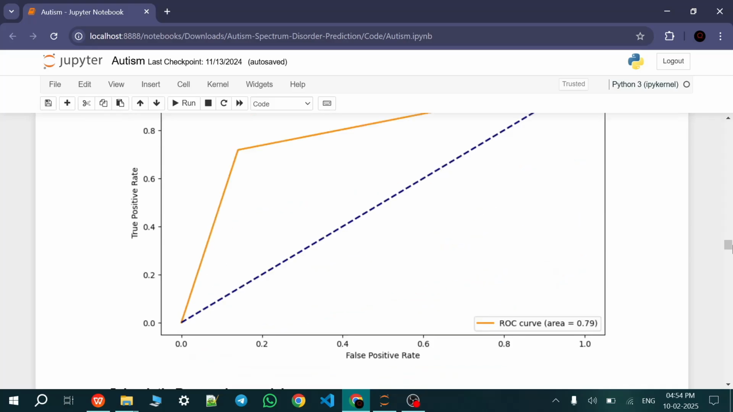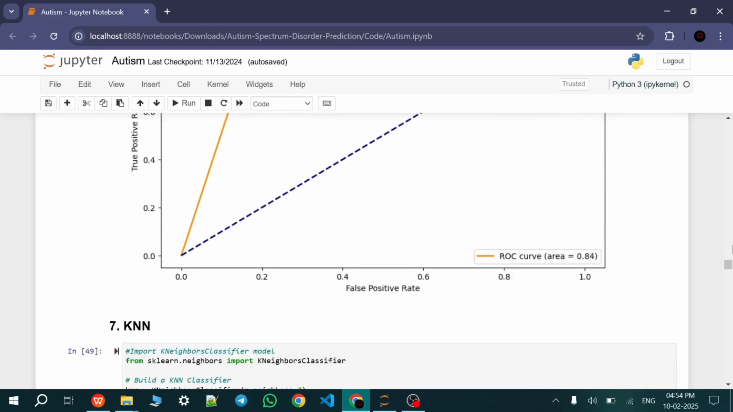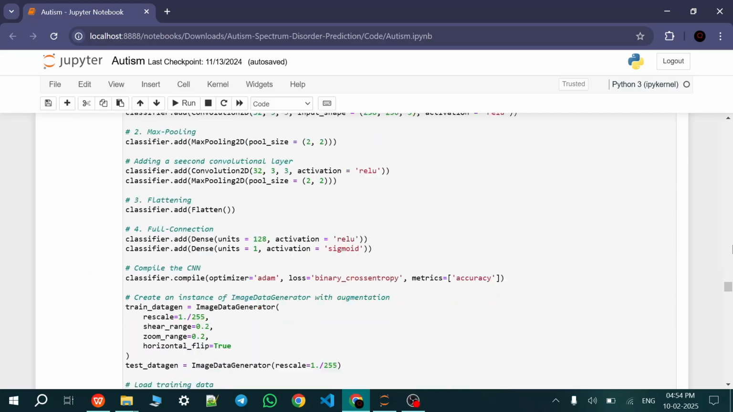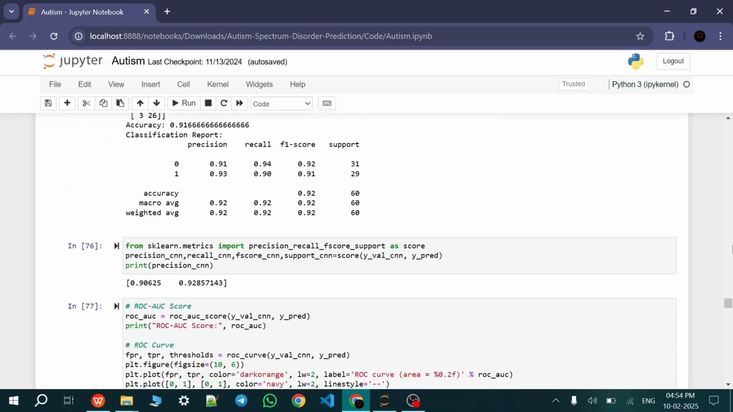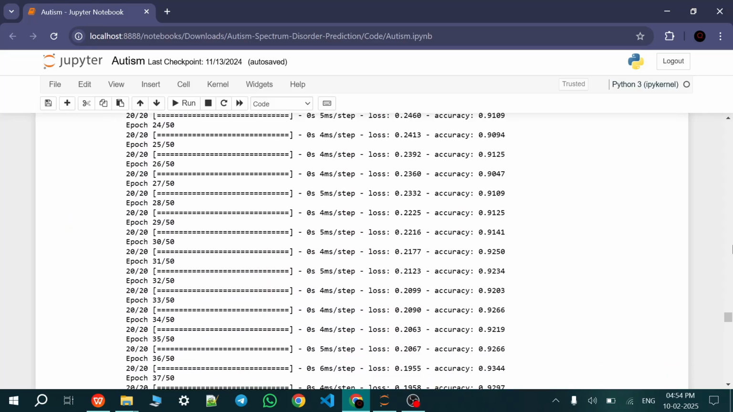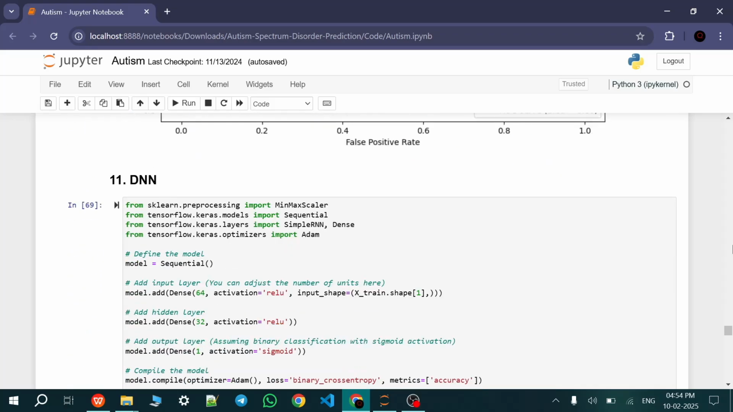SVM I have used, logistic regression, naive Bayes, KNN, XGB, CNN, what was that, LSTM, DNN.